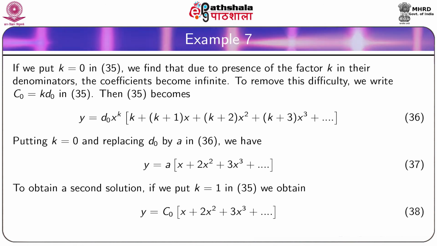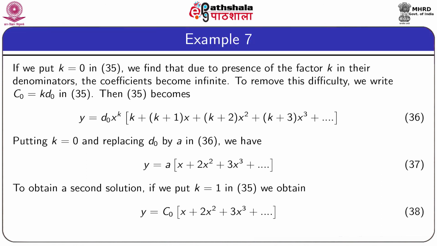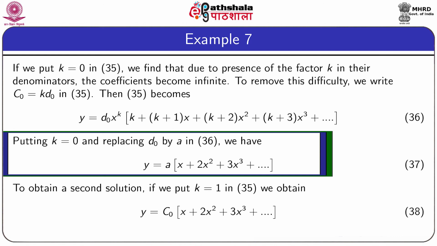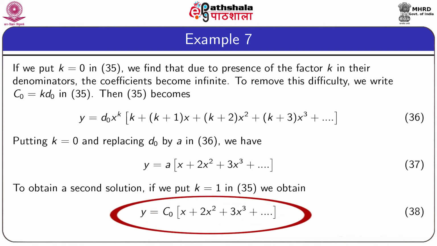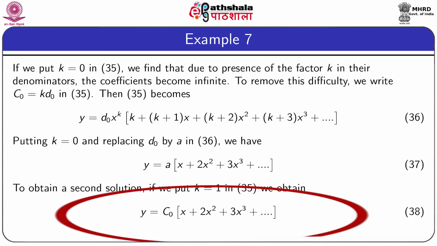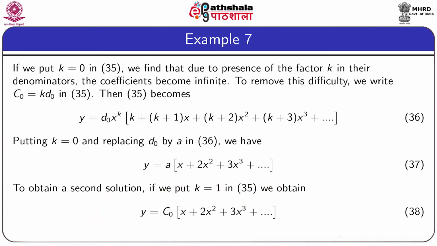Putting k equal to 0 and replacing d0 by a in equation 36, we will get y equal to a times x plus 2x square plus 3x cube plus dot dot dot. To obtain the second solution, we put k equal to 1 in equation 35, and we will get y equal to c0 multiplied by x plus 2x square plus 3x cube plus dot dot dot, given by equation 38.